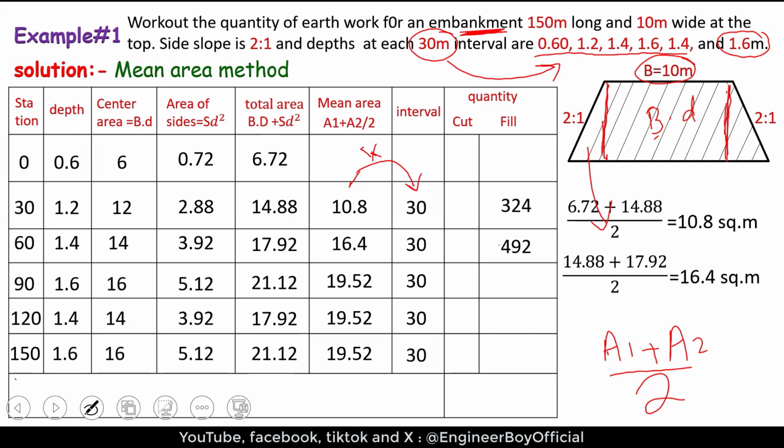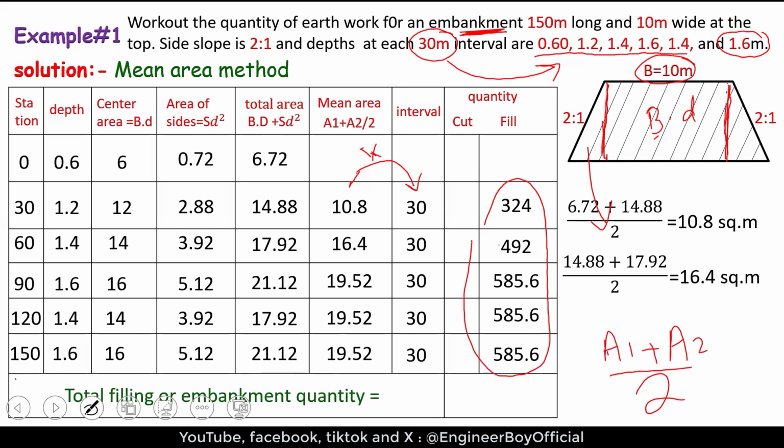324, and follow the same process so we can have the filling. Now, why filling? Because this is just an embankment. Now, we will just add all these fillings. You can say these things, so we can have the quantity. And that should be the total filling of the embankment, 2572.8 cubic meter. Very simple. So that much material is required for filling for the same embankment, which is 150 meters long.